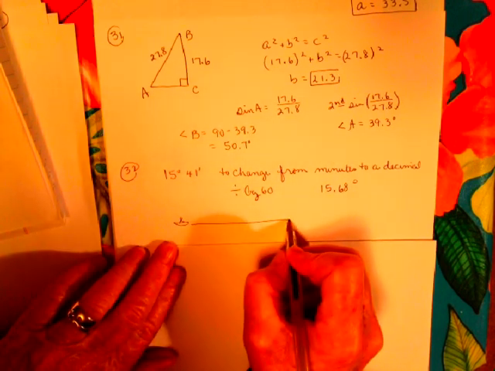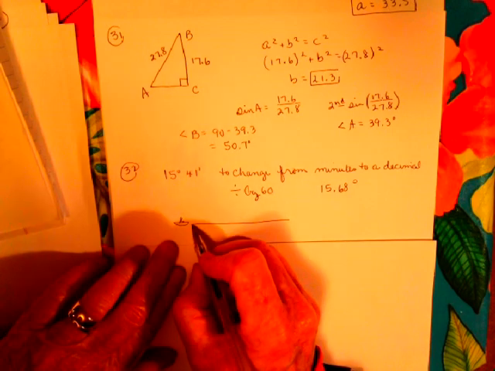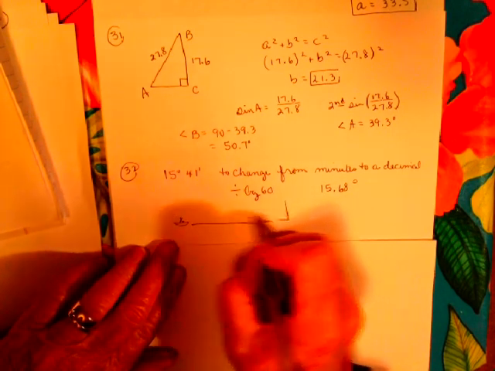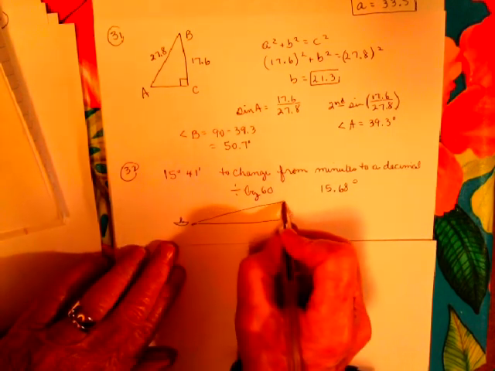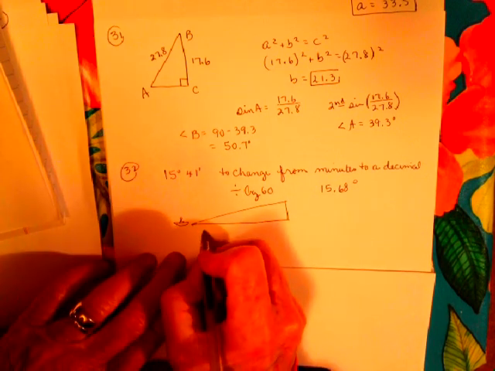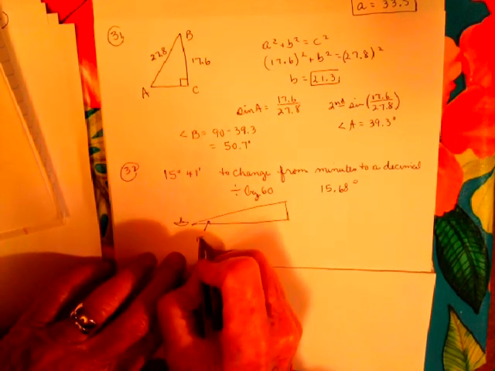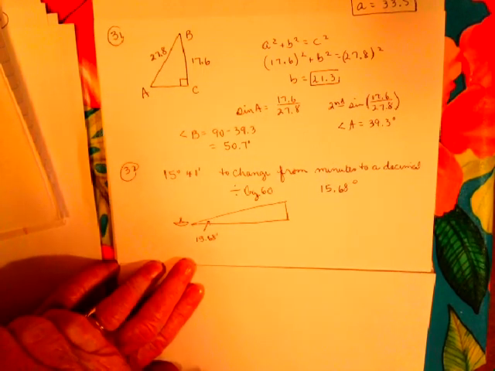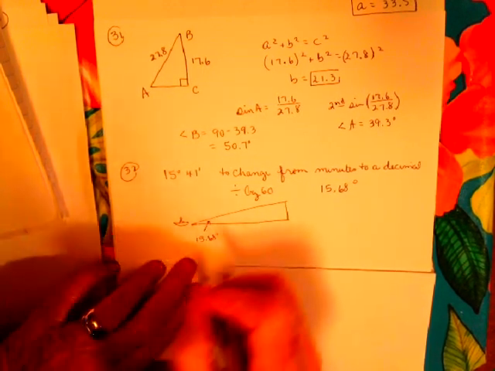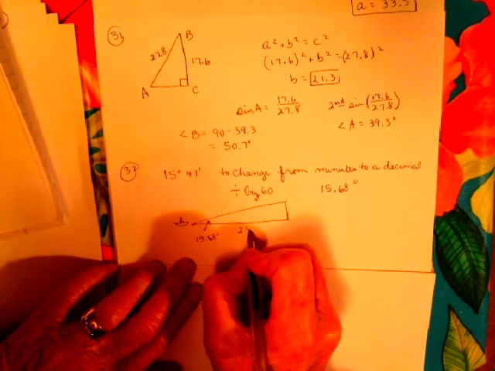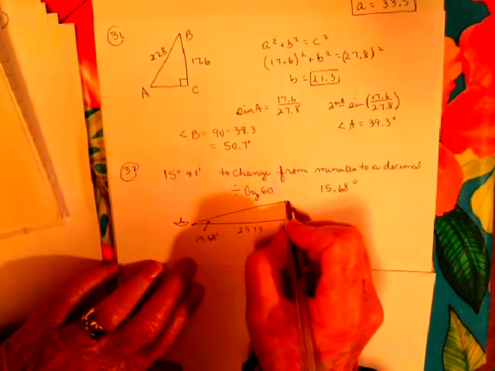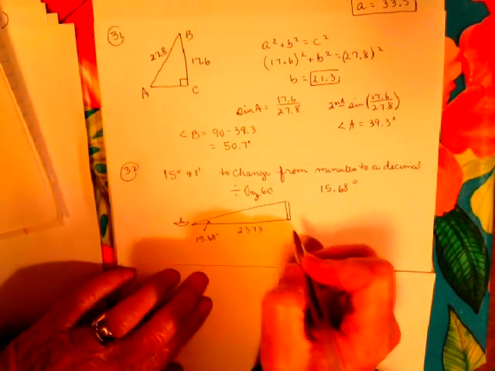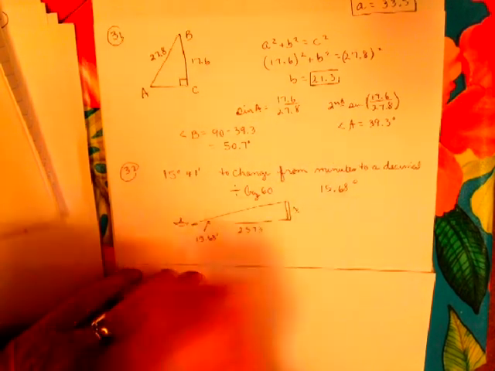From a boat on the lake, the angle of elevation to the top of a cliff is 15.68 degrees. If the base of the cliff is 2,573 feet from the cliff, how high is the cliff?